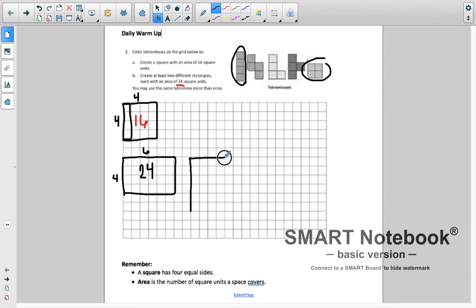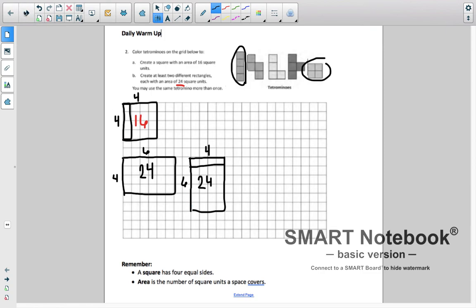Now I still have this tetramino I'm using. I just flipped it around right over here. And now I just use the commutative property of switching my length and my width because 6 times 4 also still equals 24. And I clearly made 2 different rectangles and I just switched the tetramino around. And again, you can use these and make different squares. It doesn't have to be exactly like mine.